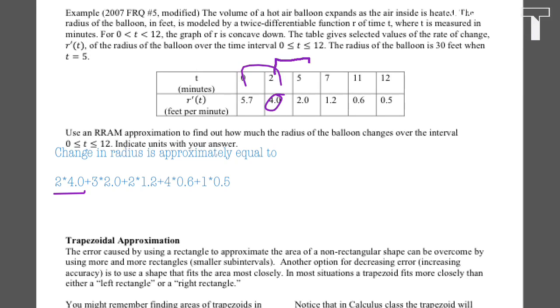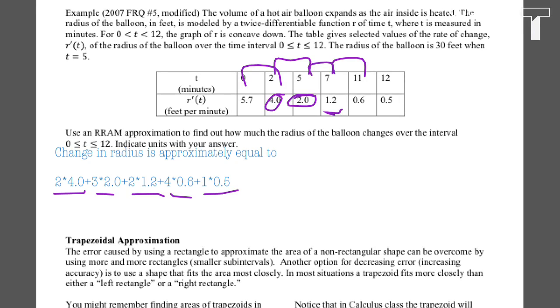My second rectangle covers 2 to 5, that's 3 minutes wide, and its height is going to be 2, so that's how I have 3 times 2. My third rectangle covers 5 to 7, so its width is 2 minutes, its height is 1.2. My next rectangle has a width of 4 minutes from 7 to 11 and a height of 0.6. And then I have one last rectangle which has a width of 1 and a height of 0.5. So you would add this all up and get the change in the radius.